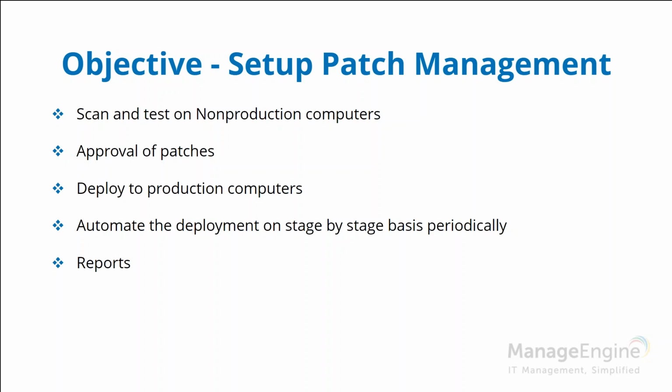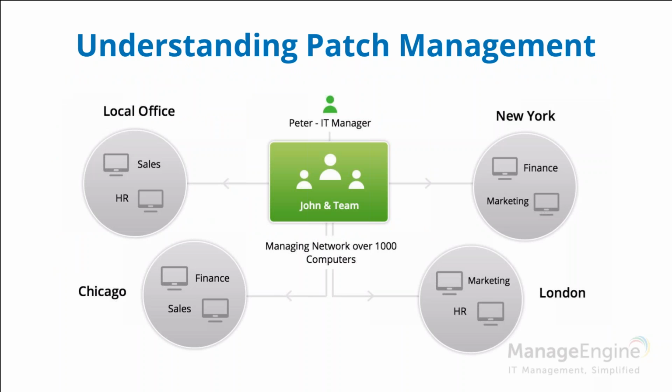And once the production machine deployment is completed in a manual manner, then I have to automate the complete patch deployment stage by stage on periodic basis. That is completely automating the patches on my entire network. And at last, I need to pull up the reports for the deployment which is going on in my network. So this is the objective which we need to achieve on setting up the patch management.